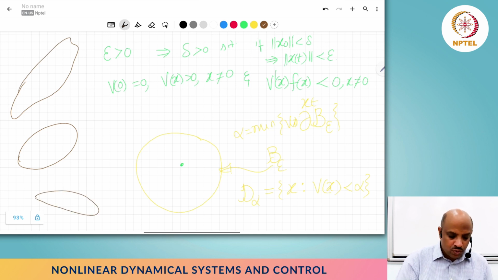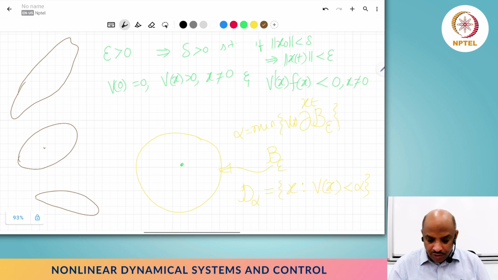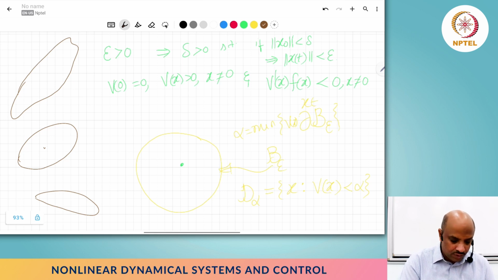I mean, in the 2D space, it could be 3 islands that satisfy this particular condition. But one of the islands will have to have the origin, right? Why is that? Because v of 0 is 0, so even if you have 10,000 islands, one of the islands will have to contain 0, because v of 0 is 0, which is certainly less than alpha. So this D alpha will contain one of the islands as basically the origin.